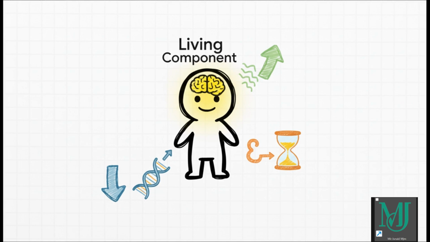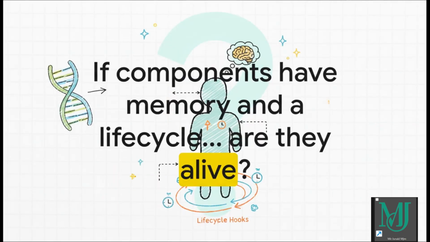When you think about it this way, it's pretty wild, isn't it? If our components can have instructions, a voice, a memory, and a whole life cycle, what really separates them from being truly alive? By understanding these building blocks, we're not just writing code anymore. We're creating these dynamic little entities that breathe life into our apps. The only question left is, what are you going to create?